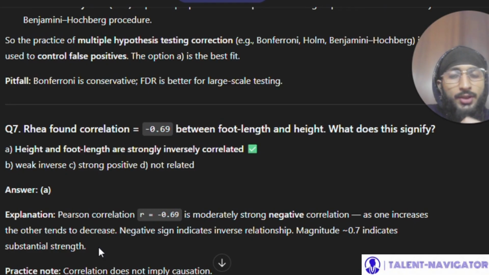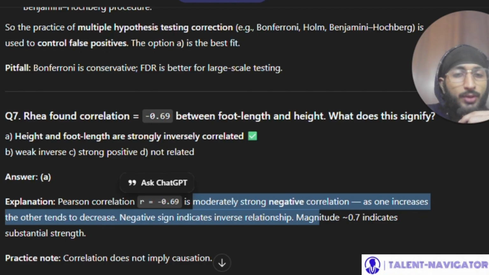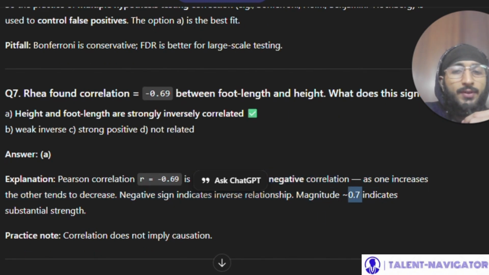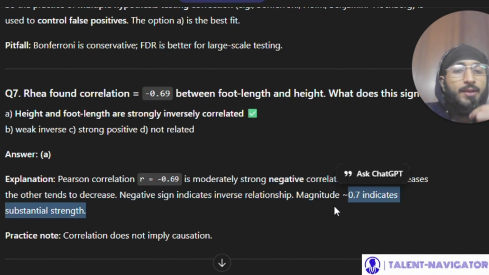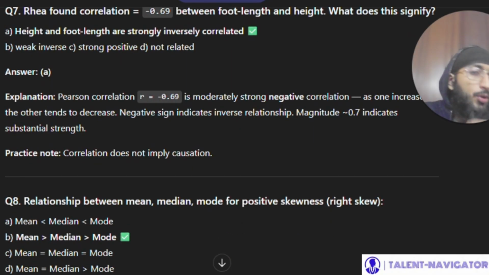Now Ria found the correlation to be minus 0.69 between foot length and height. What does this signify? It means height and foot length are strongly inversely correlated, because a Pearson correlation of minus 0.69 is a moderately strong negative correlation. As one increases, the other tends to decrease. The negative sign also indicates an inverse relationship. A magnitude around 0.7 indicates the strength of the negative correlation. And correlation does not imply causation, which is another important point we have discussed in our previous videos.